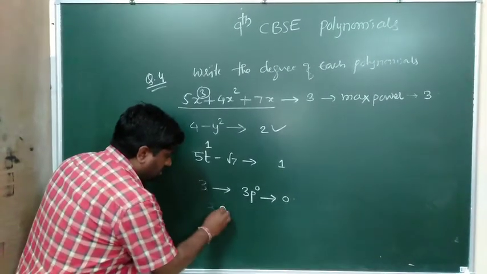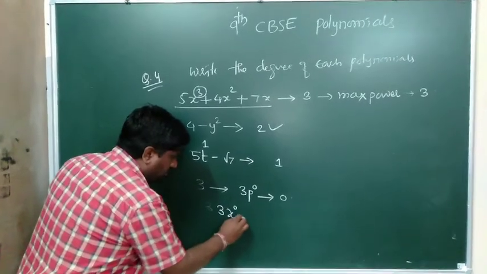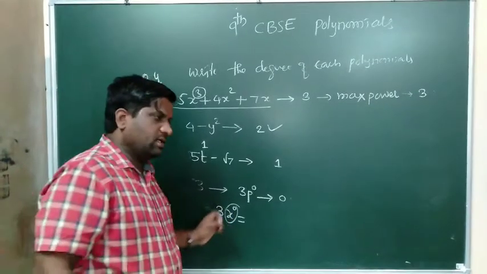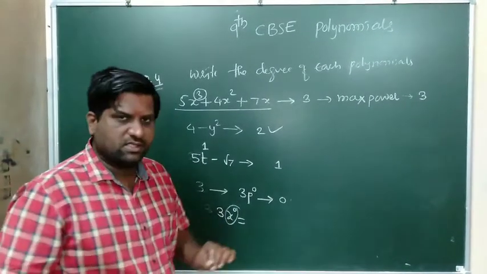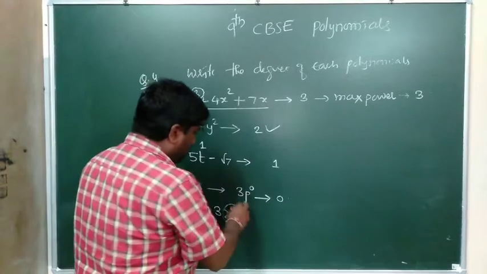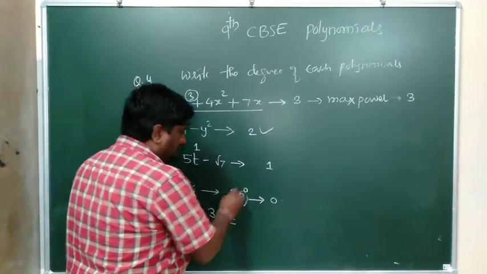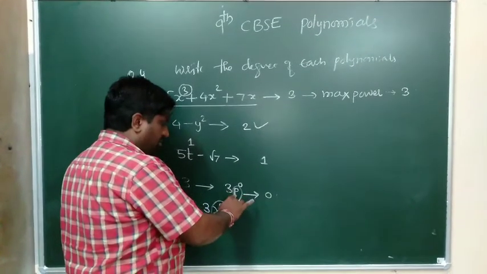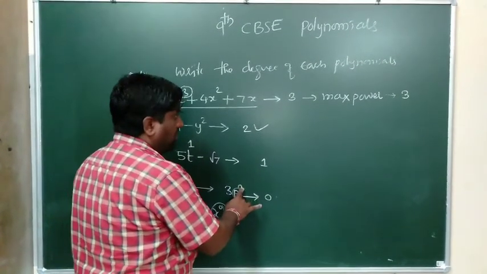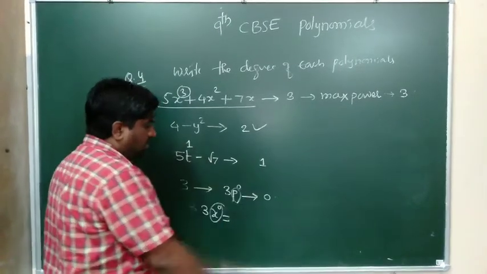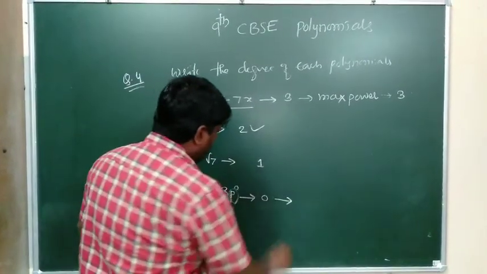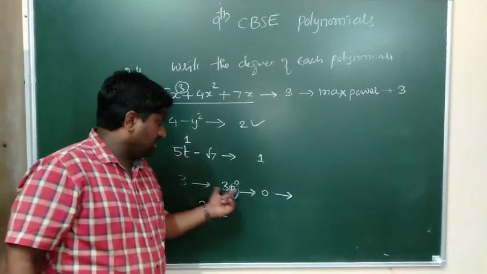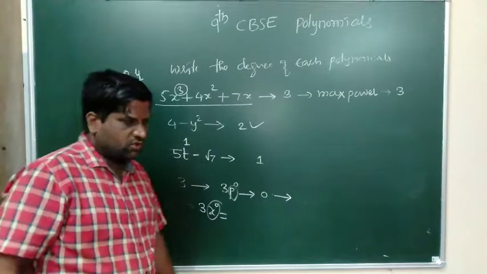You may write 3x^0. See, anything raised to 0 is 1. 3 into 1 is 3. We won't get any difference in the original value. In this case, I took the variable as p. 3 can also be written like this, 3p^0. If you observe, the power of the variable is 0. So the degree of the polynomial for this value becomes 0.